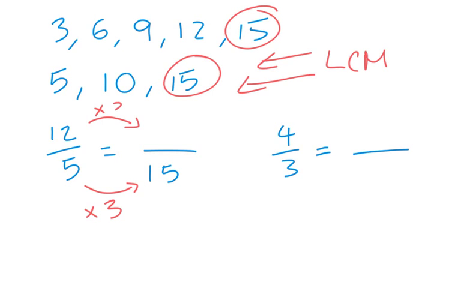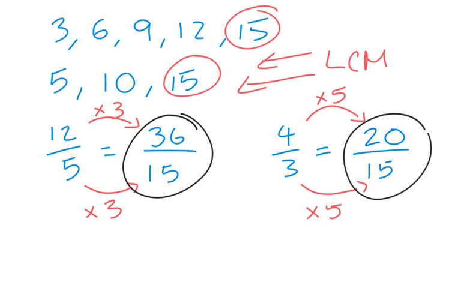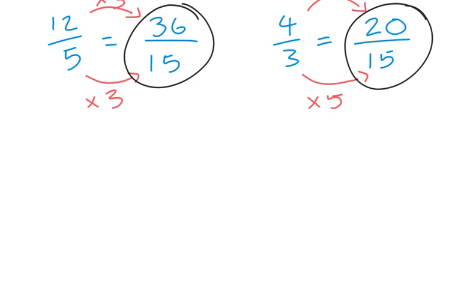So 12 times 3 is 36. I'm going to do the same thing to the stuff on the right. The new denominator is going to be 15. So how do I go from 3 to 15? You multiply by 5. What you do to the bottom, you also have to do to the top. So I'm also going to multiply that by 5. 4 times 5 is 20. So what we've done is we've just found equivalent fractions for 12 over 5 and 4 over 3. I'm going to rewrite our original question with these equivalent fractions. So 36 over 15 subtract 20 over 15.